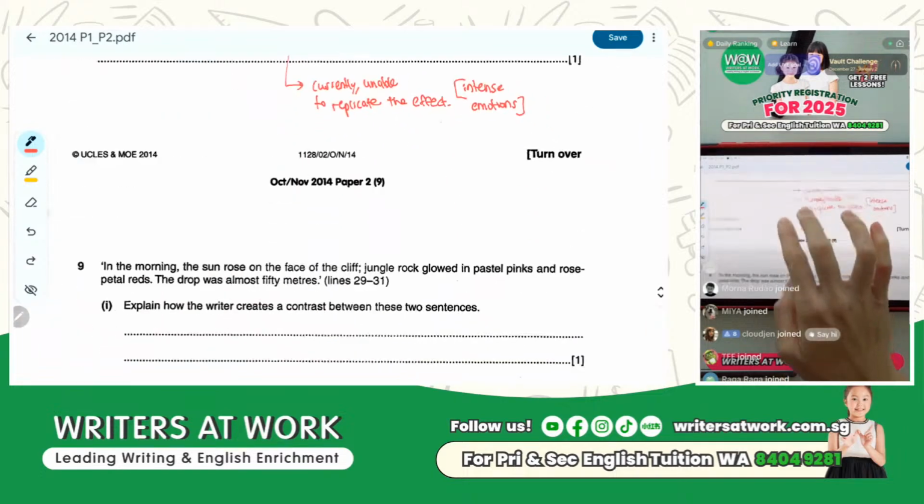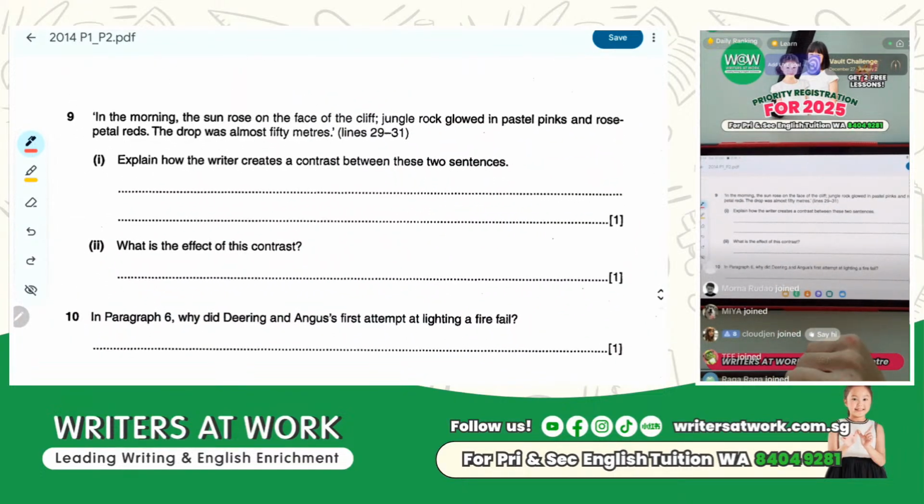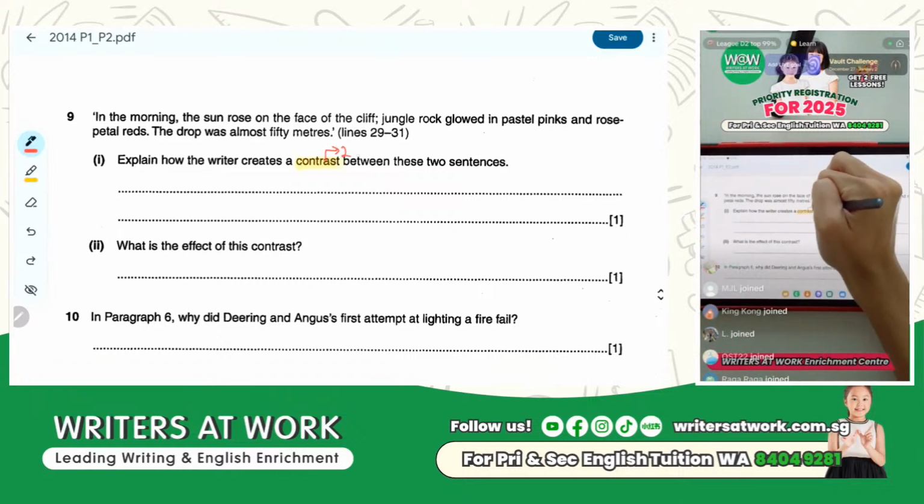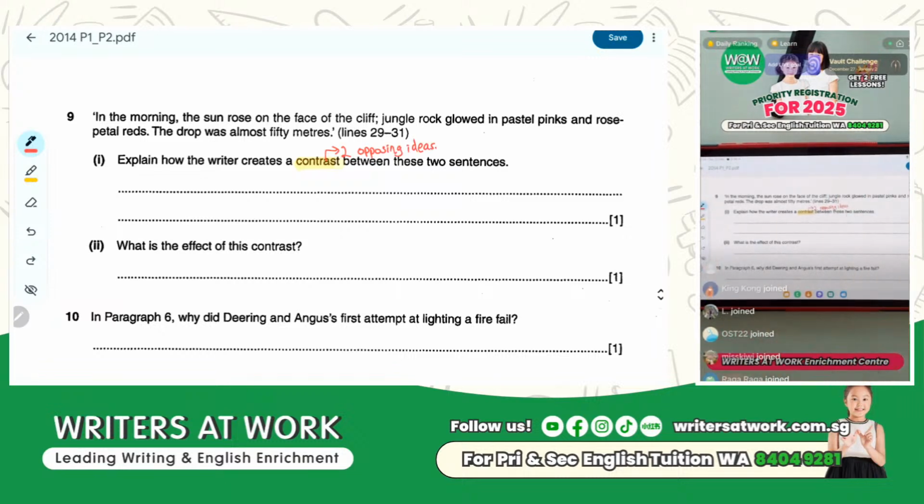Now let's take a look at question 9. They say in the morning the sun rose on the face of the cliff. The rock glowed in pastel pinks and rose petal reds. So we are looking at the color of the sun. And the drop is almost 50 meters. So you can see this is a very classic O-level question. Right? They ask you for the contrast. So when you have contrast, you need to have 2 opposing ideas. That means you need to share with the examiner what are the 2 opposing ideas.